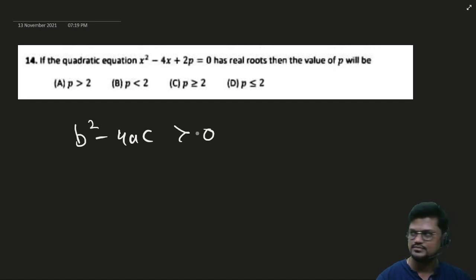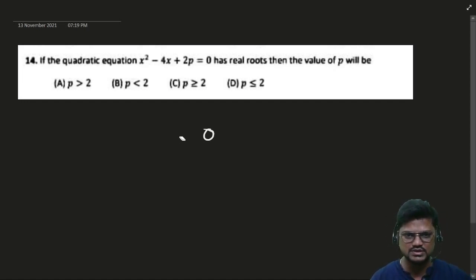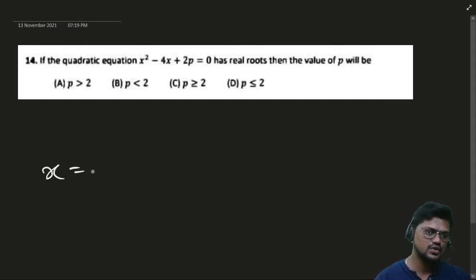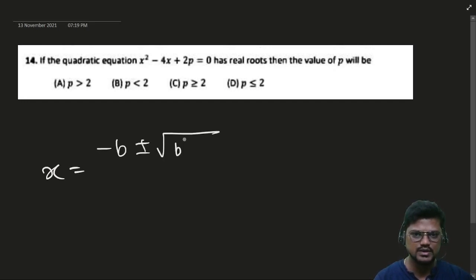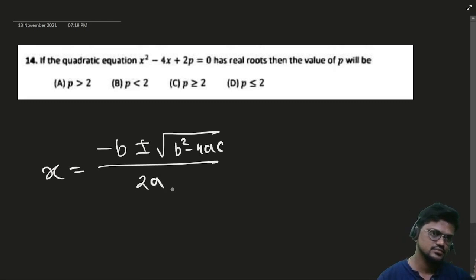Why they are real? You should know the reason also, no? You should not only mug up. You should know the reason why it is real, why it is not real. Fine. I will explain this question, but before this, let me explain one concept also. What is the formula to find the roots of a quadratic equation? That is minus b plus minus under root of b square minus 4ac upon 2a.